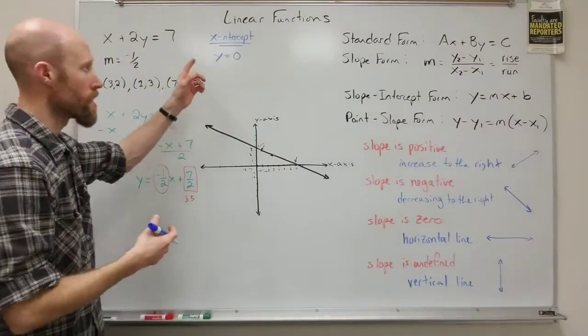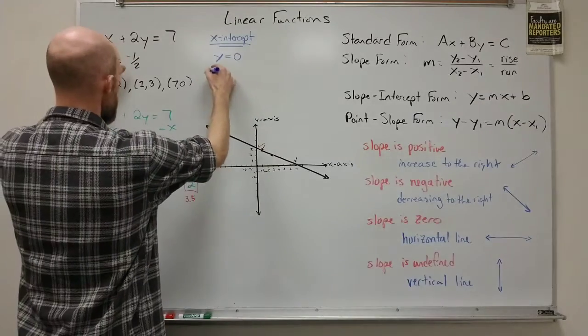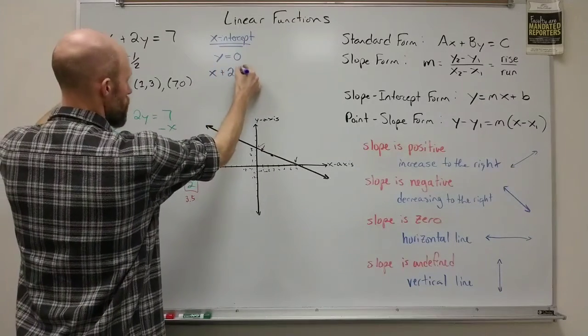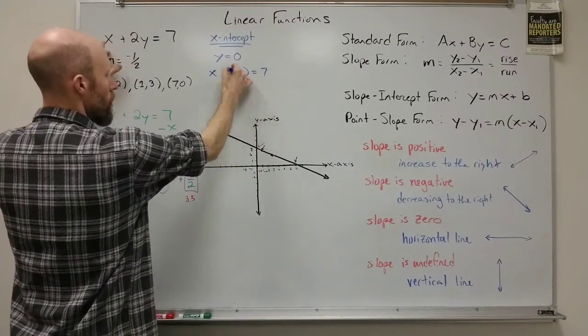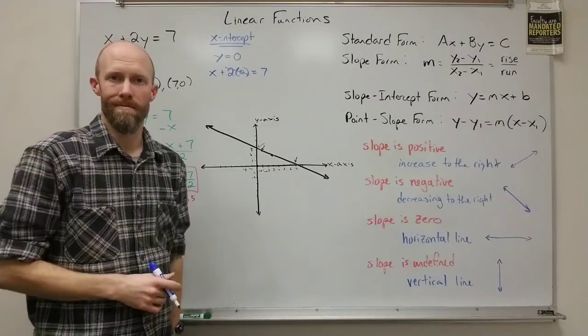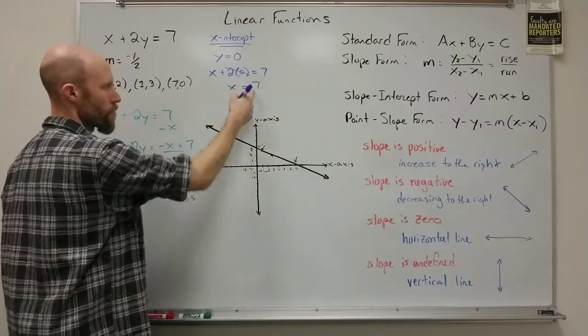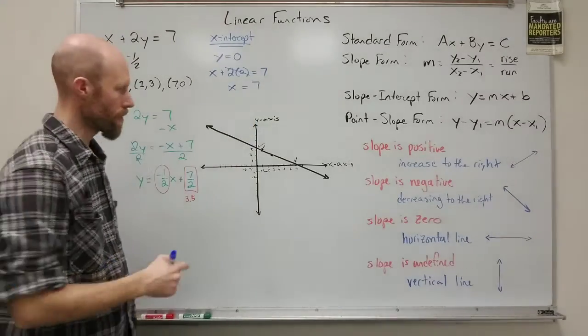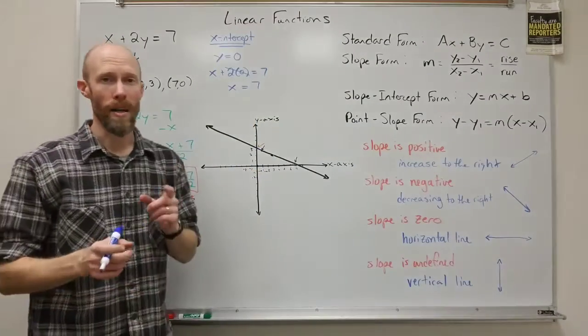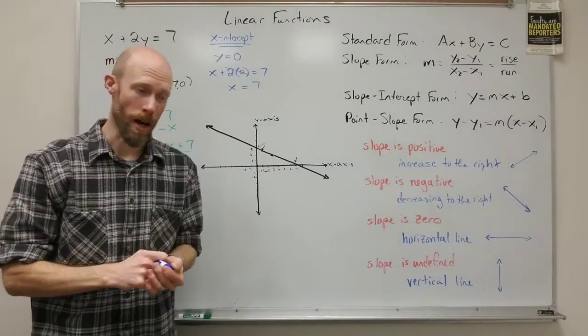If you then plug that 0 into the original equation, x plus 2 times 0 equals 7, the 2 times 0 is 0. It isn't necessary, it drops out. And x is equal to 7. That's where we get our x-intercept from in this case. The y-intercept is found in a similar way.